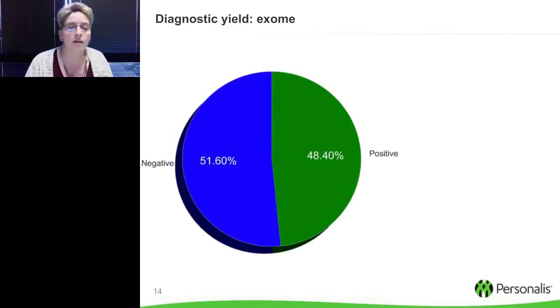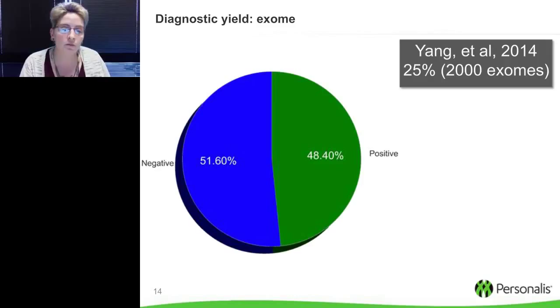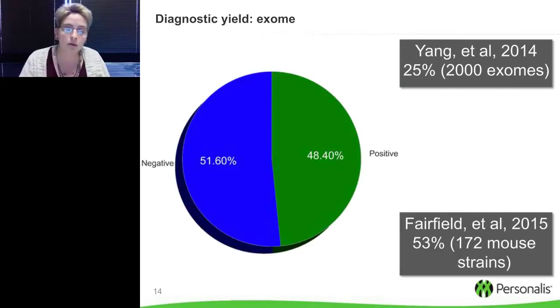So currently, when we perform a clinical exome test, we are able to return a result to a physician approximately 48% of the time. Now, to compare to recently published work on 2,000 exomes, we see that on average, the diagnostic yield there is about 25%. And a recent paper actually looking at mouse strains showed a diagnostic yield of about 53%.